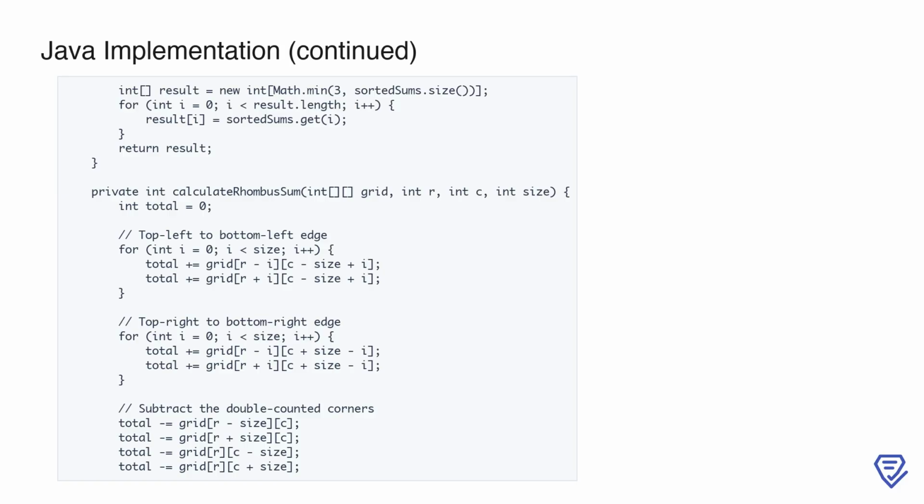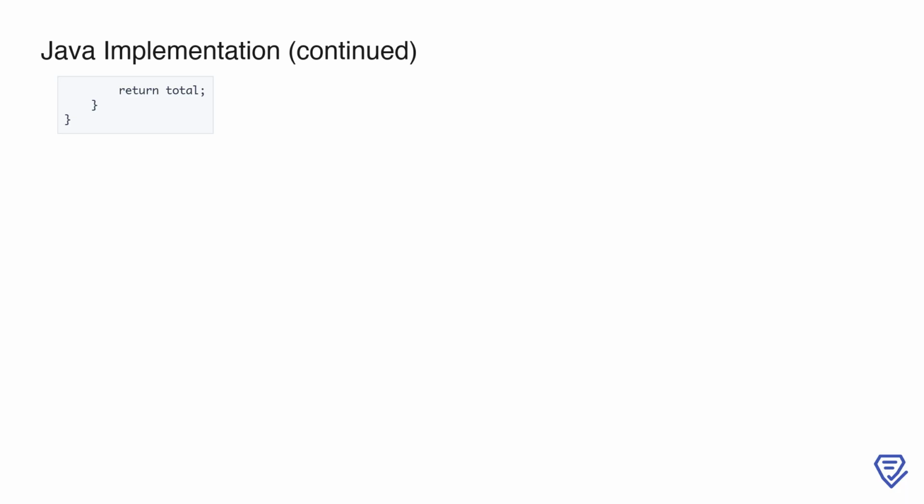Similarly, for the top right to bottom right edge, we add the values from the top right and bottom right edges of the rhombus. Since the corners of the rhombus are counted twice in the earlier loops, we subtract these double-counted values from the total. This includes the 4 corners, the top, bottom, left, and right corners of the rhombus, which are at positions (r - size, c), (r + size, c), (r, c - size), and (r, c + size). After adjusting for these overlaps, the total sum for the current rhombus is complete, and we return this value as the result of the calculateRhombusSum method.